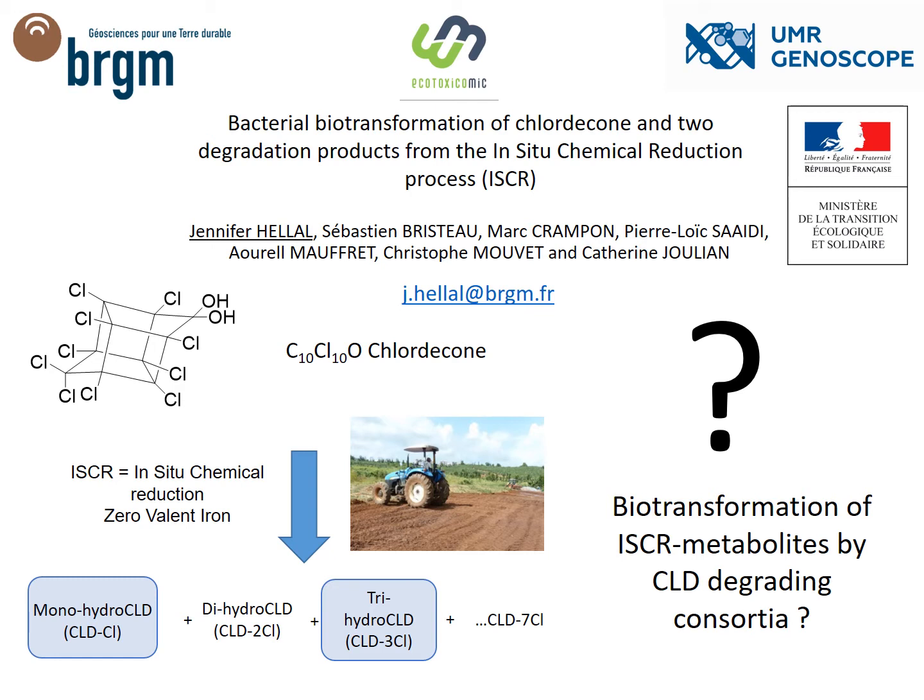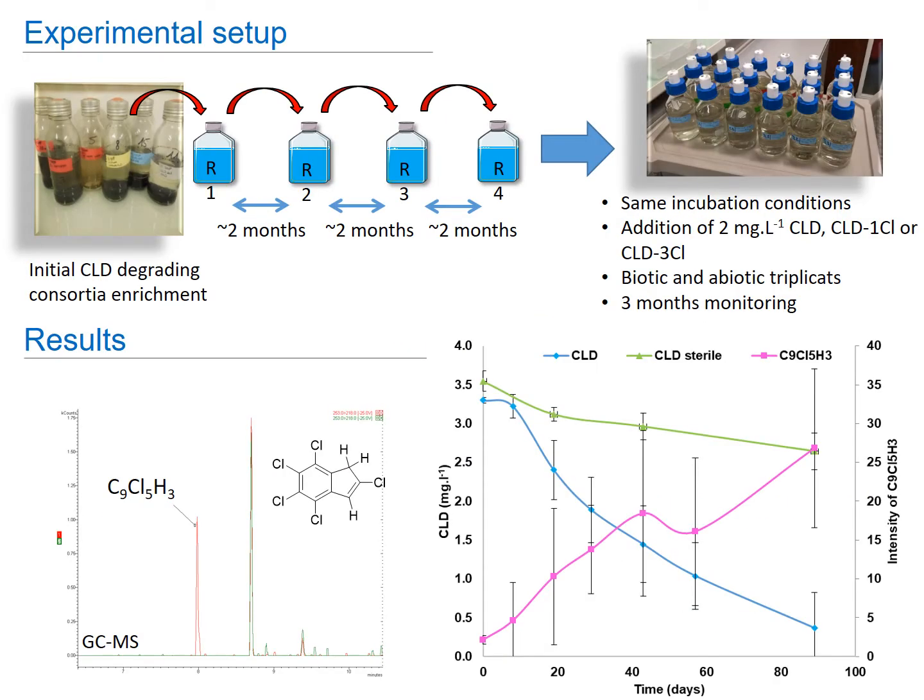ISCR is a promising process that enables to reduce chlordecone in soils and form hydrochlordecones, which have been shown to be less toxic than chlordecone. So our question today is, we know that chlordecone can be degraded, but can these metabolites also be degraded by the same consortia? Our experimental setup consisted first of enriching a chlordecone degrading consortia over several months, and then inoculating this consortia either with chlordecone or with two hydrochlordecones, one that had lost one chloride or one that had lost 3 chloride.